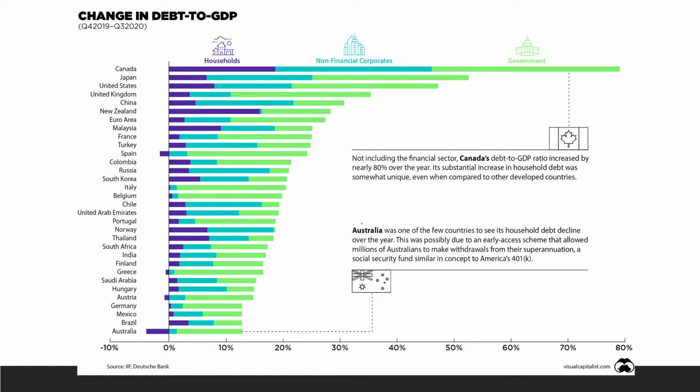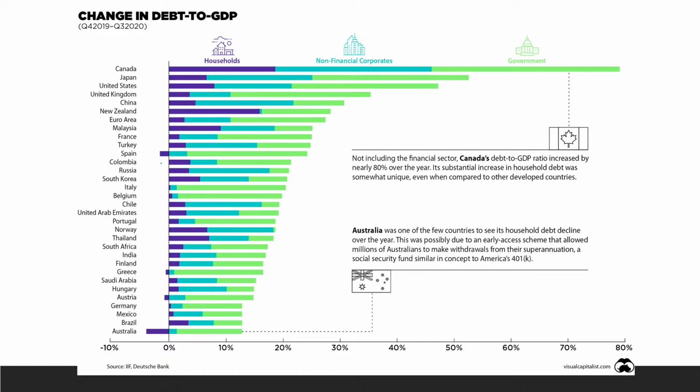So if you look at individual countries, households in Canada own the most debt compared to other nations. More than the United States, more than Japan. Corporate, non-financial corporations own more, and then the government of Canada owns an equal amount. So it looks like Canada's debt to GDP ratio is nearly 80% of the year. So it's a substantial increase in household debt.